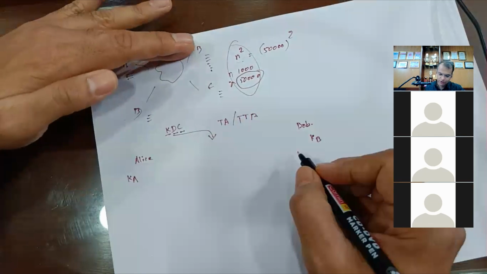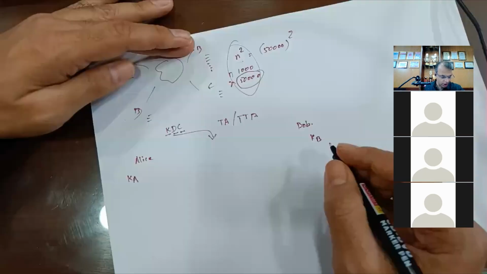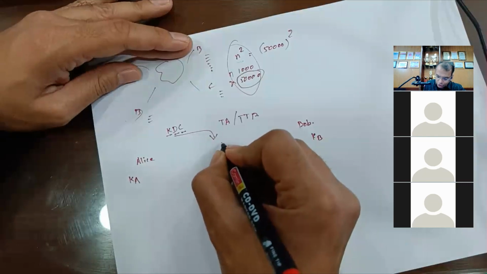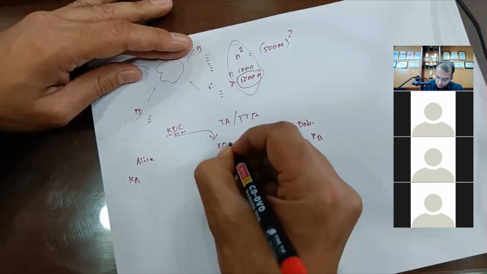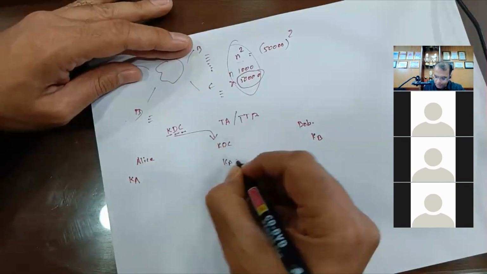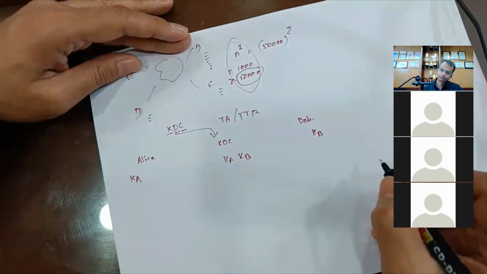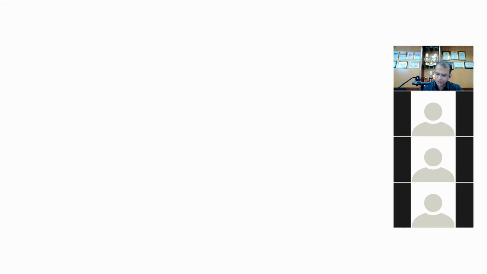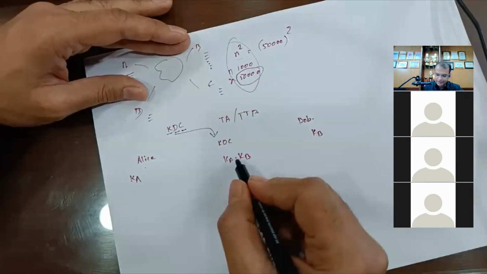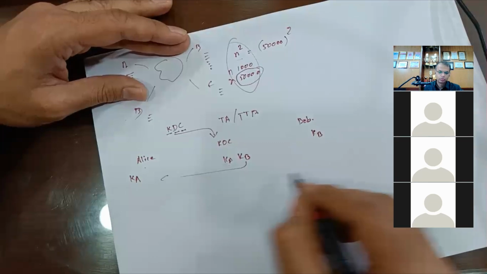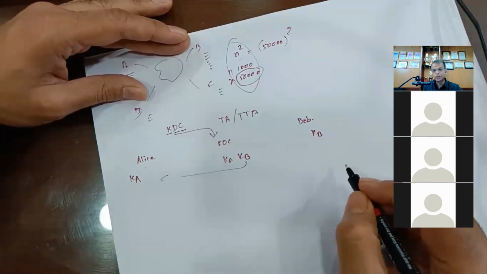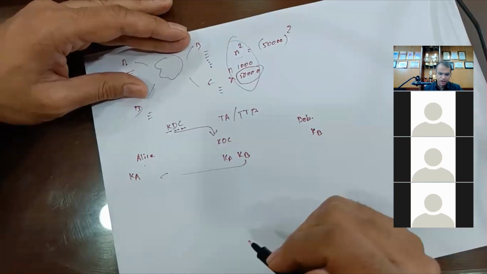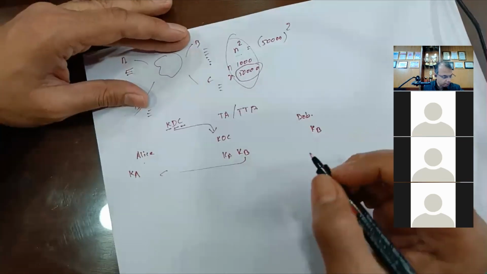How this KDC helps these guys to communicate is that KDC will store both the keys, KA and KB. Now, whenever Alice wants to communicate with Bob, this KDC will provide this key to Alice. How will it provide? There is a trick. Let me give you that trick here.